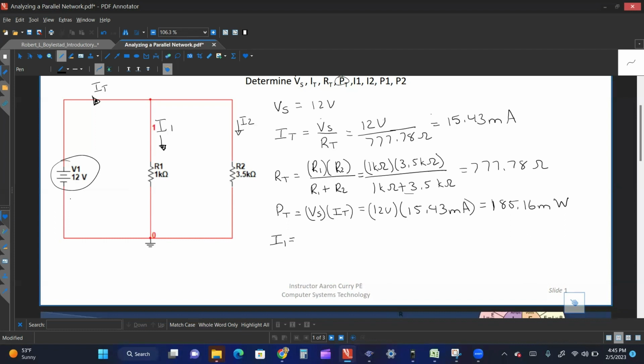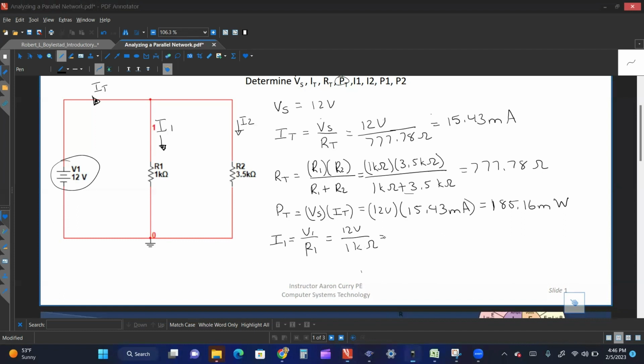So therefore, we can call this I1 equals V1 divided by R1. And so V1, the voltage across R1, is going to equal 12 volts. So actually, what's the voltage across R1? You can easily just look at this circuit and say, well, it's 12 volts. All right, so what is R1? 1 kilo ohm.